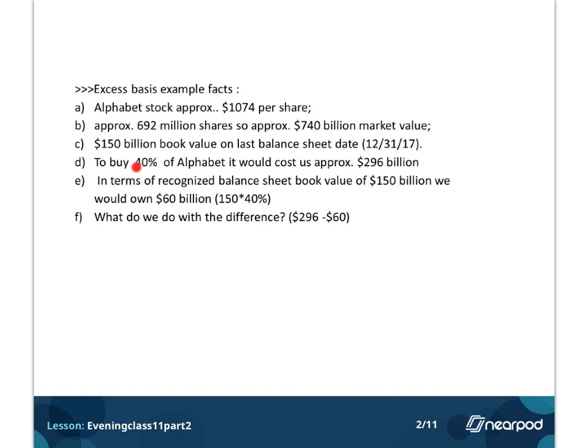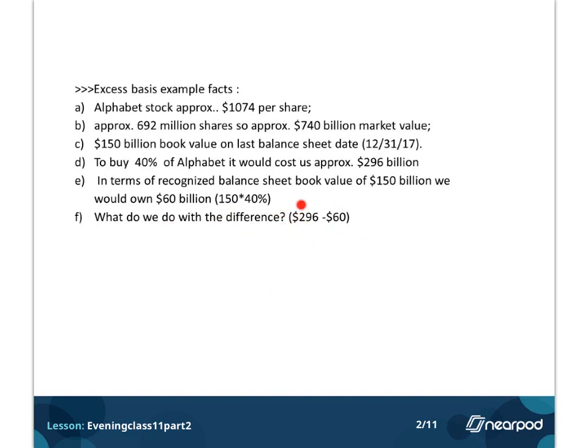So to buy 40% of Alphabet, we would have to pay $1,074 for each share. It would cost us approximately $296 billion. In terms of recognized balance sheet book value of $150 billion, with our $296 billion investment, we would own $60 billion of book value. You see kind of a disparity? Paying $296 billion for $60 billion in book value. The big question is, what do we do with the difference?